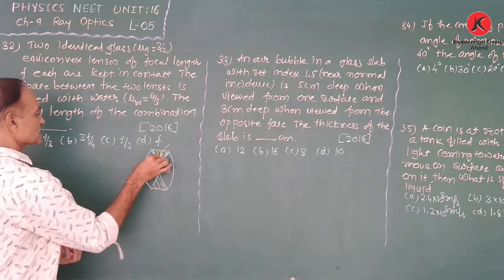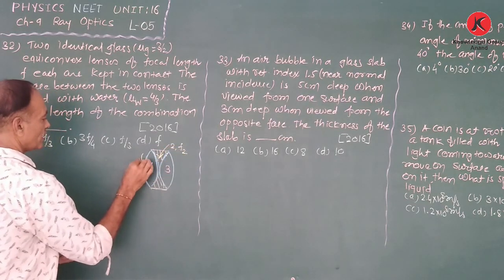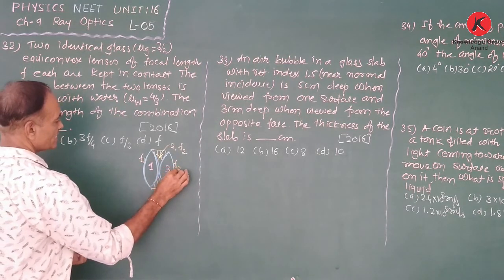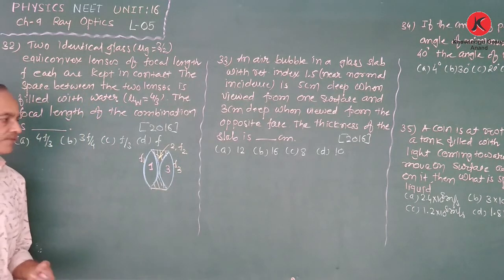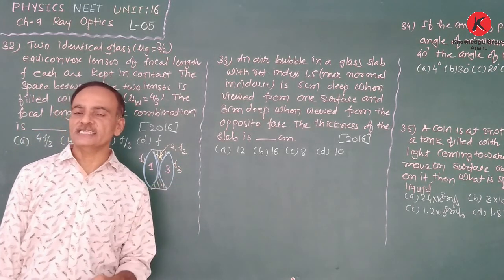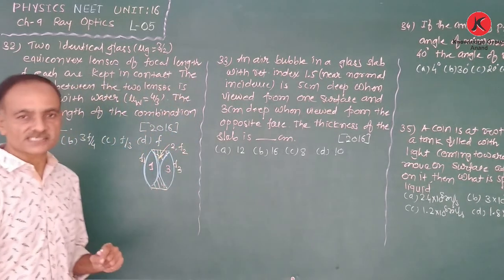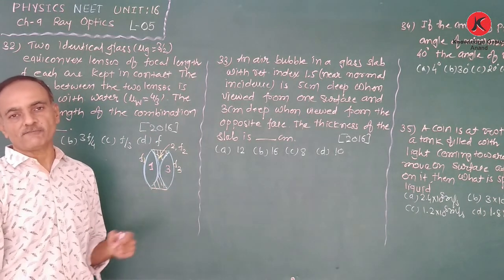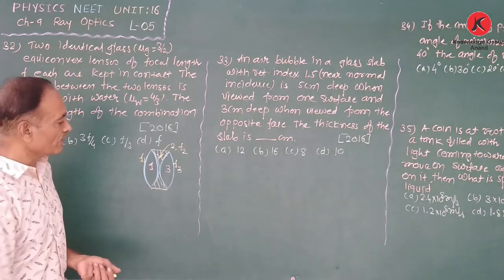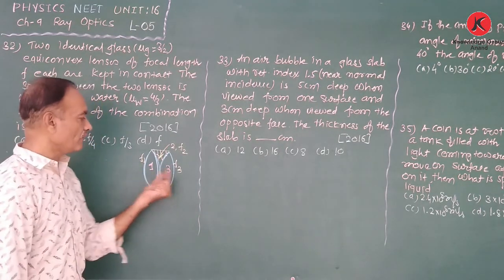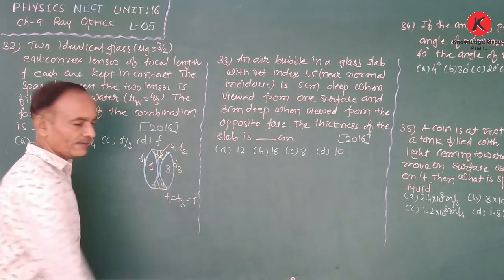So there is a second lens having focal length f2. Here the focal length of the first lens is f1, and for the third lens it is f3. We have to find out the focal length of these three lenses, using the equation of the focal length of the combination, 1 upon f is equal to 1 upon f1 plus 1 upon f2 plus 1 upon f3. To find the focal length, it is already given f1 is equal to f3, because both are identical, is equal to f.